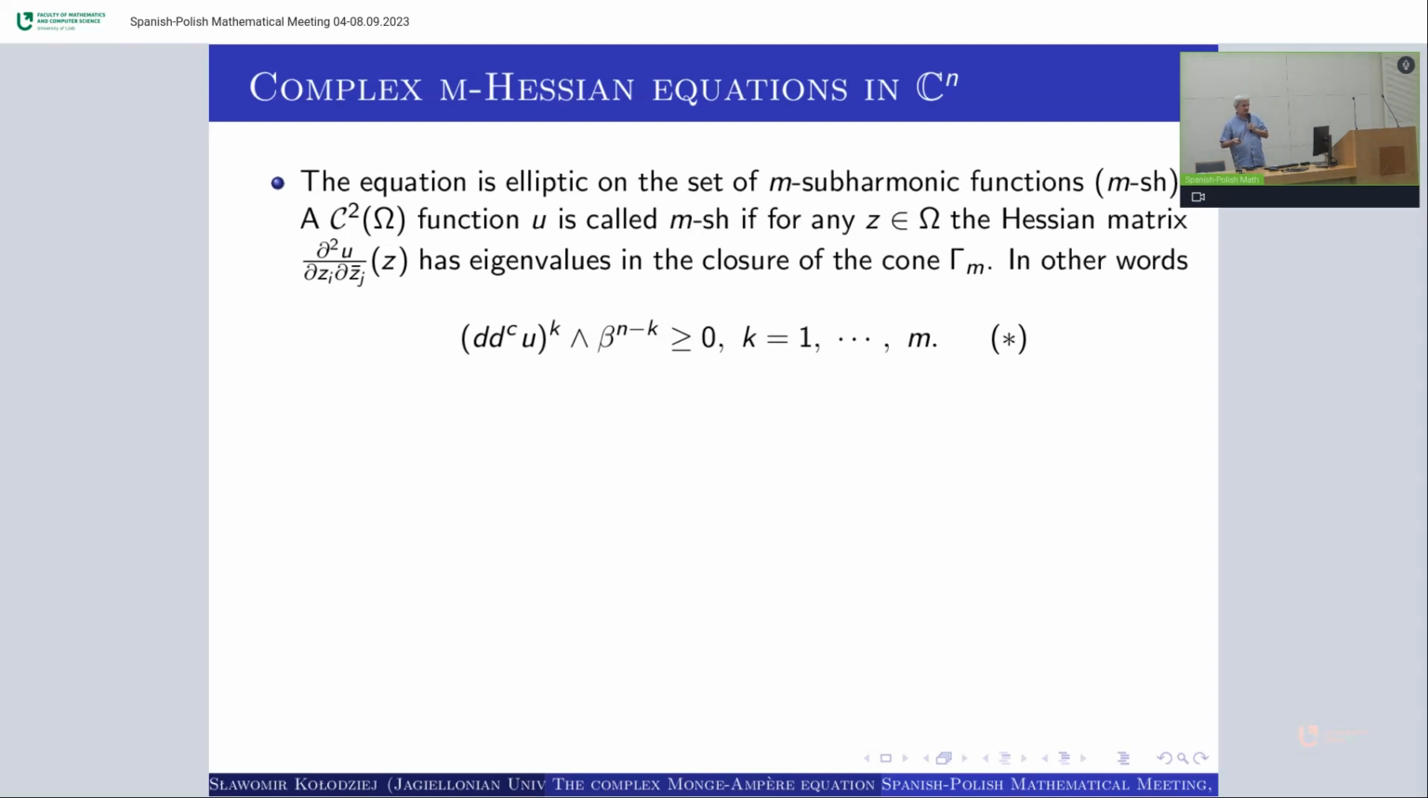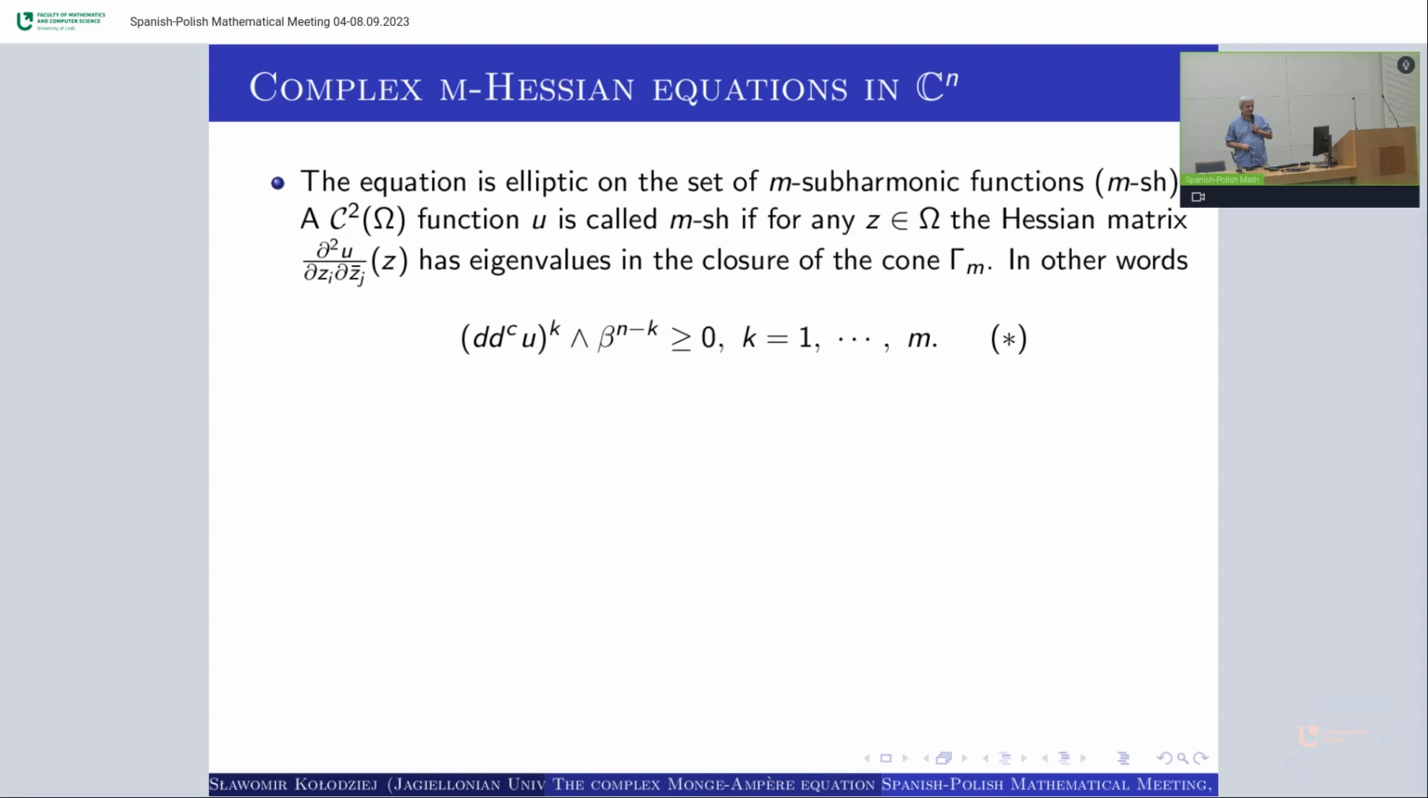And those eigenvalues belong to the cone if we have m inequalities written in the last line at the moment, so for k between 1 and m. So for instance, if m is equal to n, we get the Monge-Ampère equation, because this is ddc u to the power n equal something.